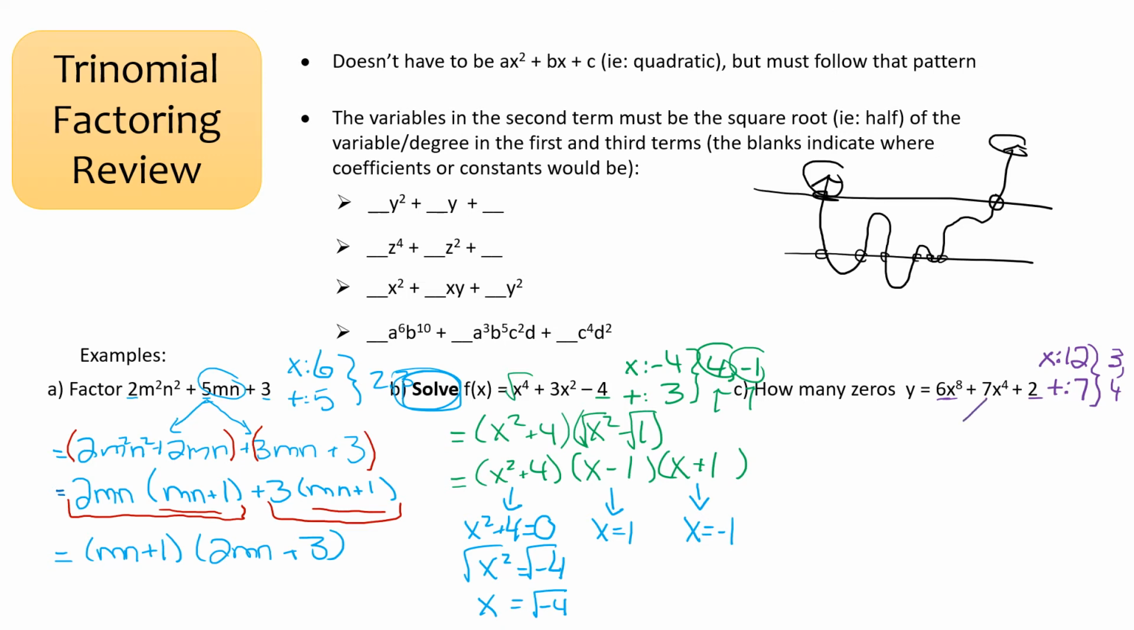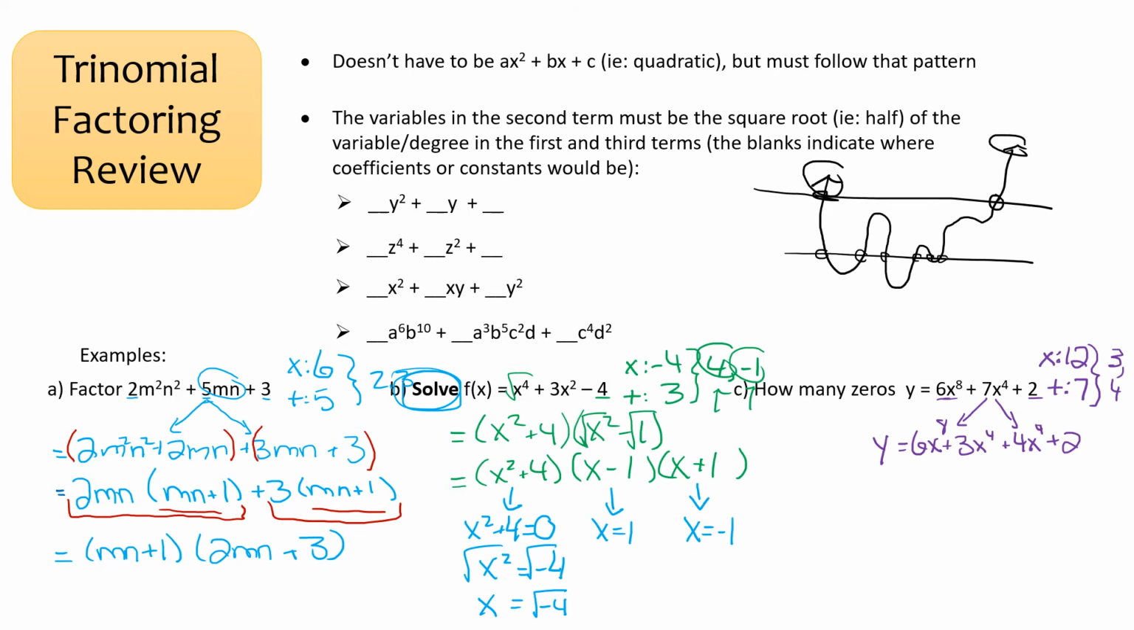Remember, decomposition means you take the middle term and you decompose it, you break it down. So instead of 7x to the power of 4, I've got a 3x to the power of 4 and a 4x to the power of 4. And it doesn't matter which one. I could have switched these and done the 3 first and then the 4. It doesn't matter. And my constant didn't change and my leading term did not change. 6x to the power of 8.